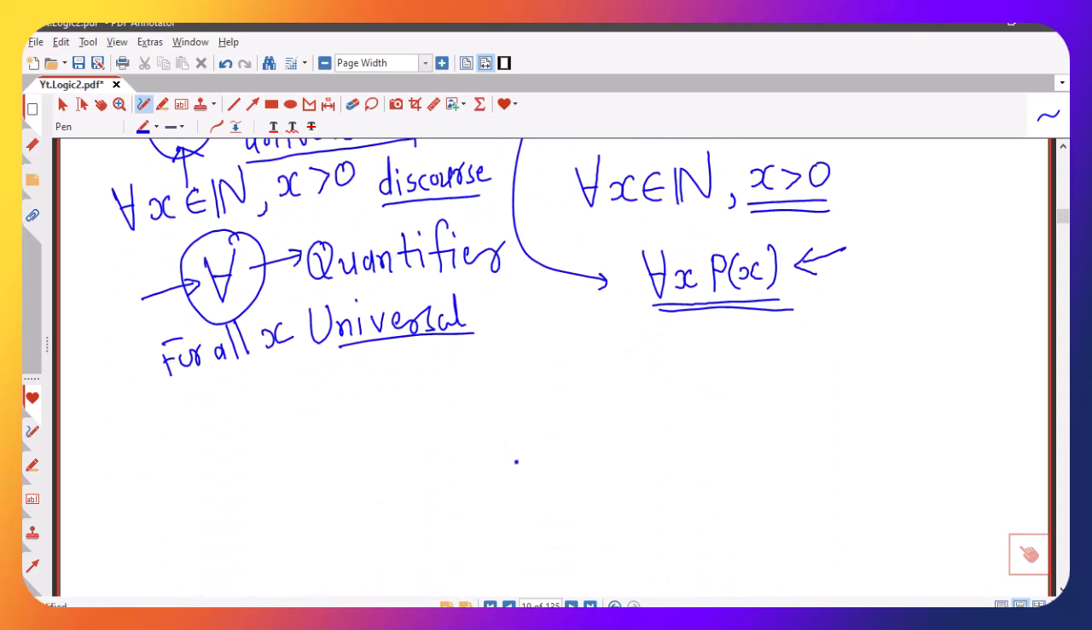So whenever we want to write this type of statements in symbolic form, for example, here I can write that every natural number is positive.